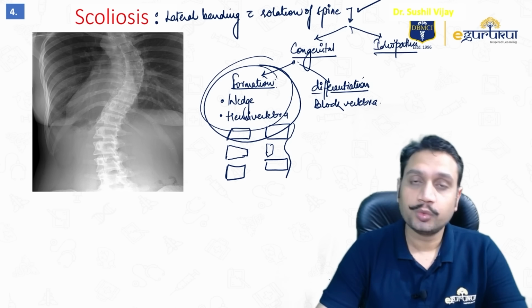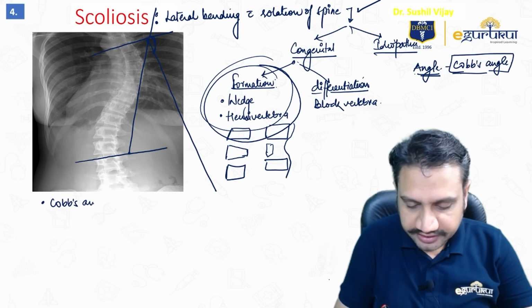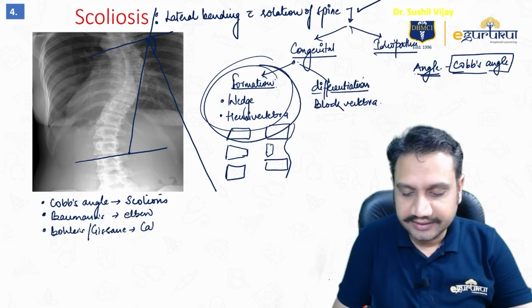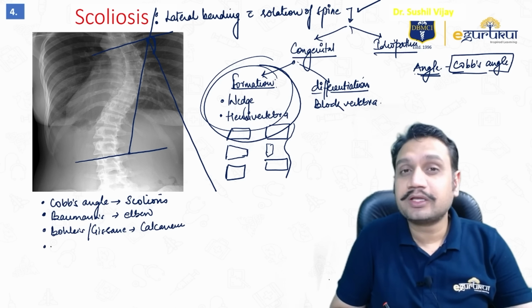The other angles that I want you to remember from here, one is Cobb's angle that I have already mentioned. Let me write them separately. So Cobb's angle we have written, it is for scoliosis. Number two, the Bowman's angle. Where do we see that Bowman's angle? So Bowman's angle is seen in the elbow area. Number three, the angle of the calcaneum bone, that is Bohler's and Gissane angle. So Bohler's angle and the Gissane angle, where did we read it? Calcaneum.